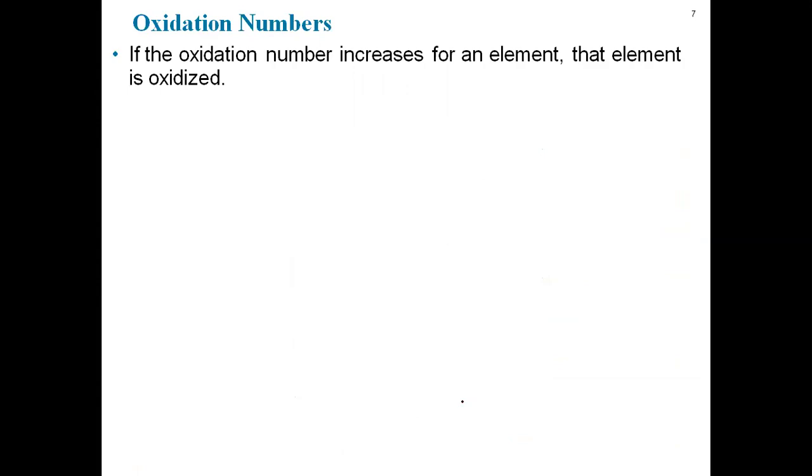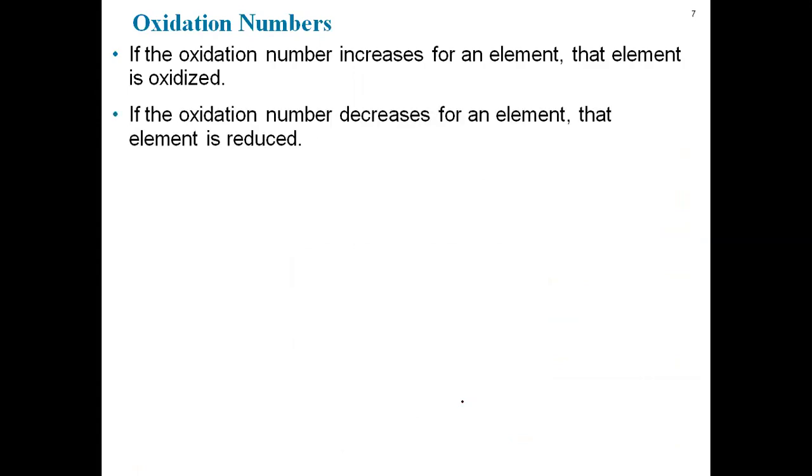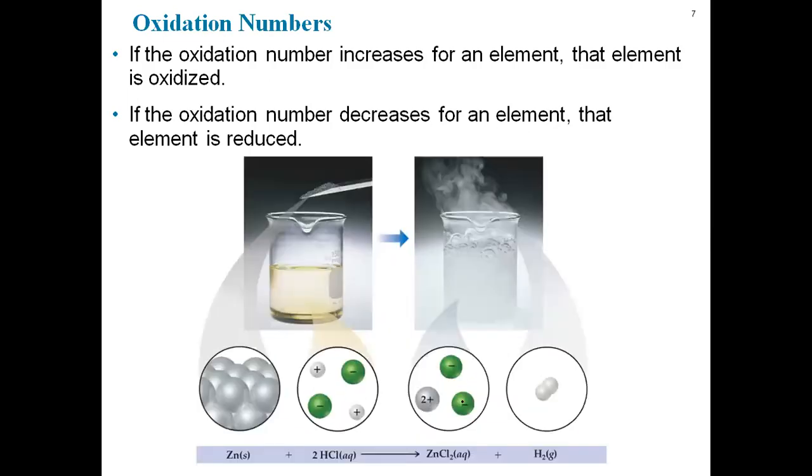All right. So again, if you find the number for the element before the reaction and after the reaction, if the oxidation number increases, the element is oxidized. If the oxidation number decreases, the element is reduced.